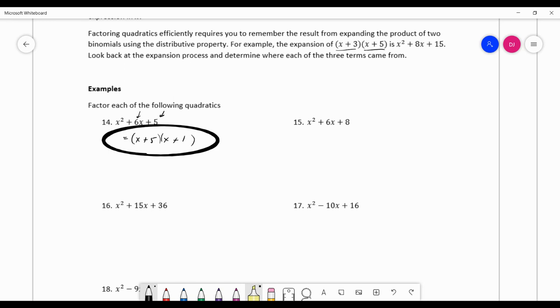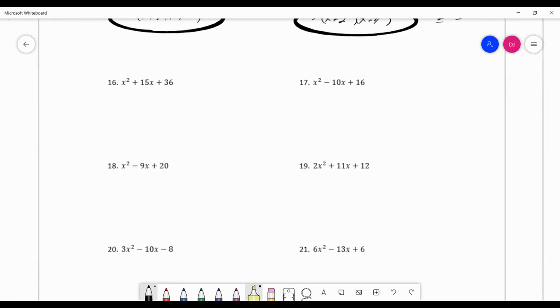In number 15, what are the two binomials that I can multiply together to get x squared plus 6x plus 8? First of all, to get the x squared would have been an x times x. What are the factors of 8 that add up to 6? Let's take the 8. What two numbers multiply together to give me 8? 1 times 8, 2 times 4, and I think those are my only options. Which set of factors will add up to 6? The 2 times 4. x plus 2, x plus 4. There you go. Now pause the video and try number 16.